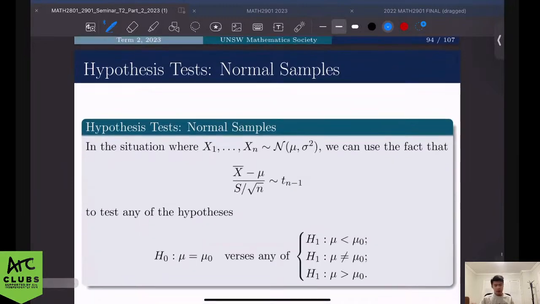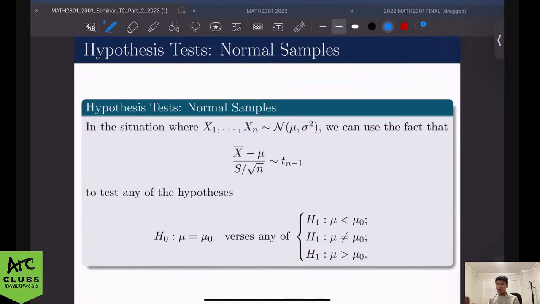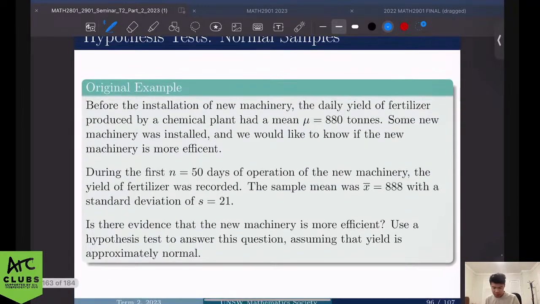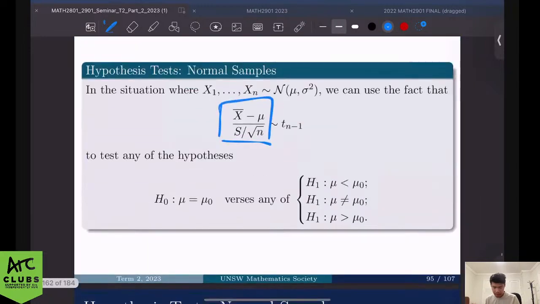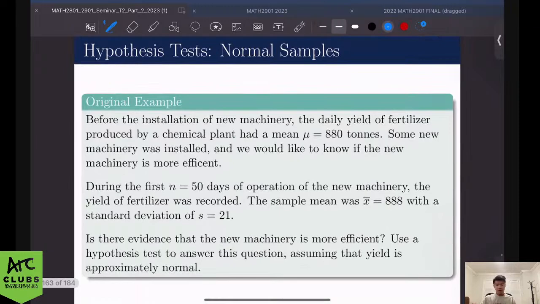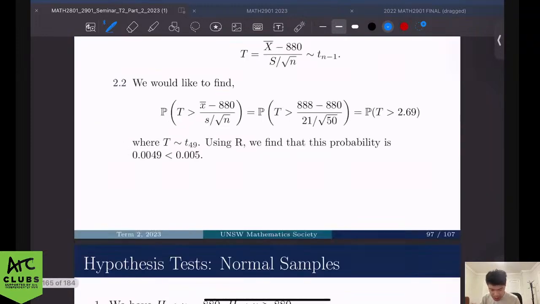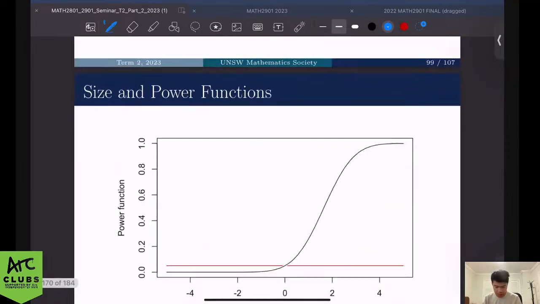Cool. Hypothesis tests. So this is basically saying when you're testing normal samples, this will be your test statistic: the sample mean minus mu, divided by s divided by root n. Okay. And so what you'll do is we'll just do an example. Okay, so daily yield of fertilizer. I'm just seeing if we have much time. I think this is basically the last example.